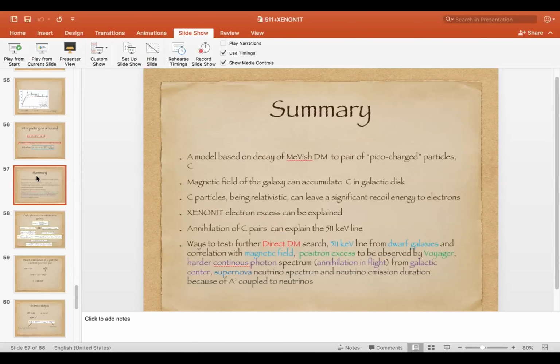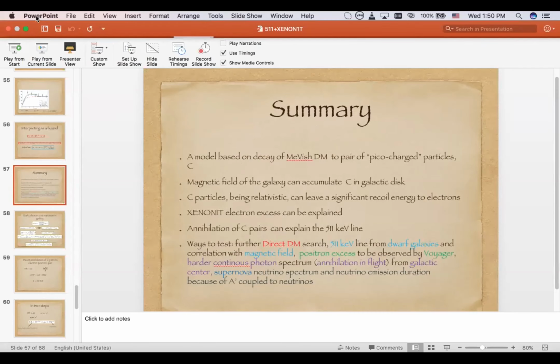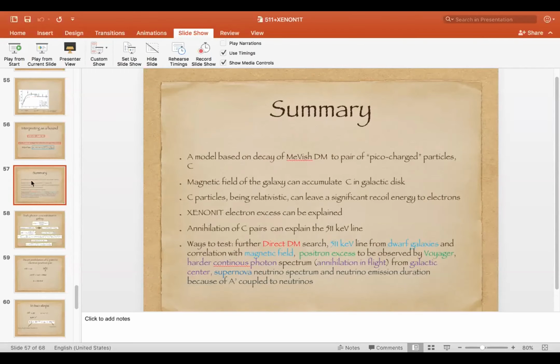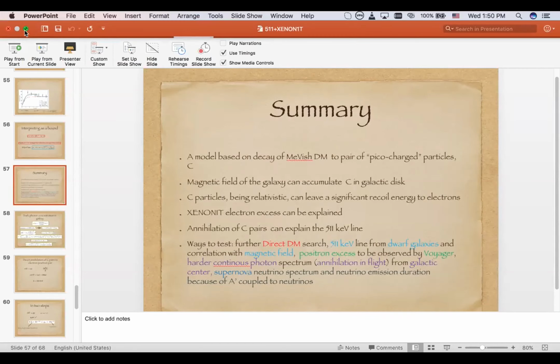Okay, let us summarize. We introduced a model based on the decay of MeV dark matter to a pair of pico-charged particles. The magnetic field of the galaxy can accumulate C particles in the galactic disk. Relativistic C particles can leave a significant recoil energy on electrons, which can explain the XENON1T electron excess. It can also explain the 511 keV line. And we have a lot of interesting predictions that can be tested. I didn't have time to go through all of them. Thank you for your attention and sorry for the technical problems.